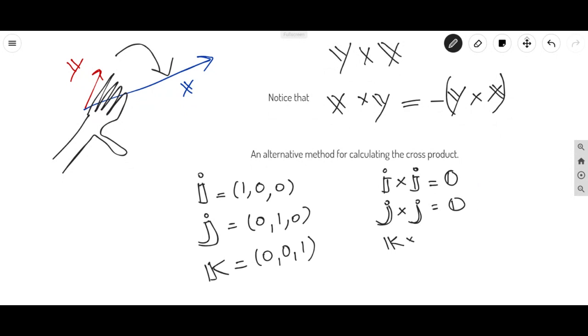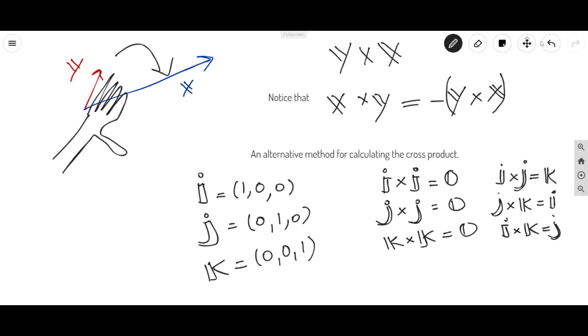And if you do k cross k, you're going to get the 0 vector. And if you mix them, then this will give you k. And if you do j cross k, you would get i. And if you do i cross k, you would get j.